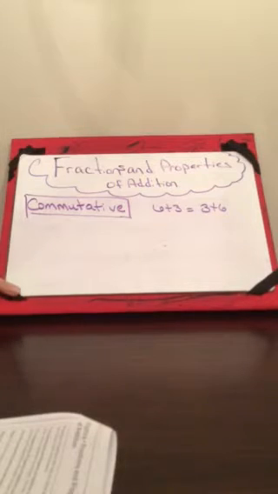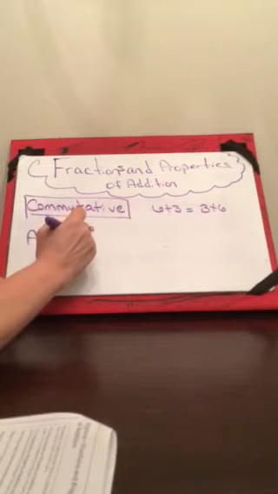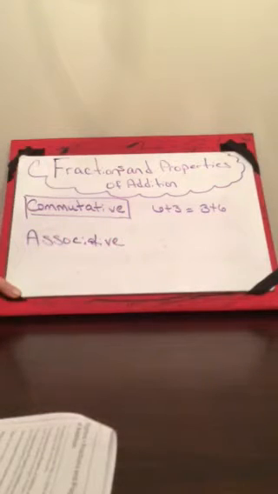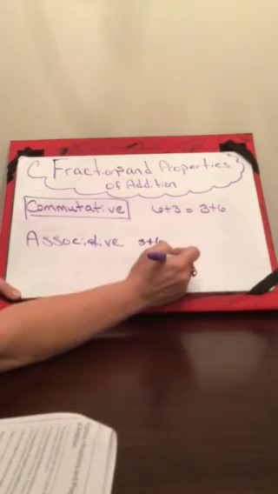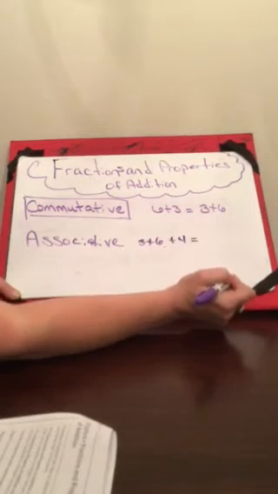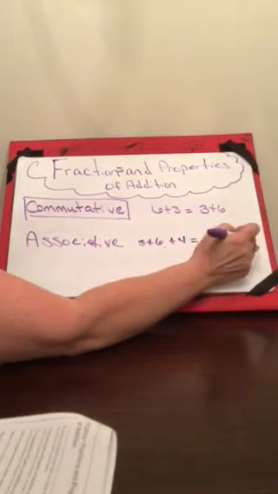Okay, then we have what we call the associative property. An associative property is when the grouping of the addends is changed, the sum is the same. So let's say we have a number sentence and we want to group these. So we have 3 plus 6 plus 4 equals 3 plus 6 plus 4.